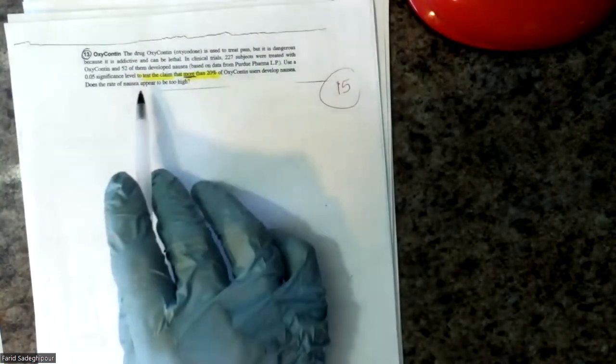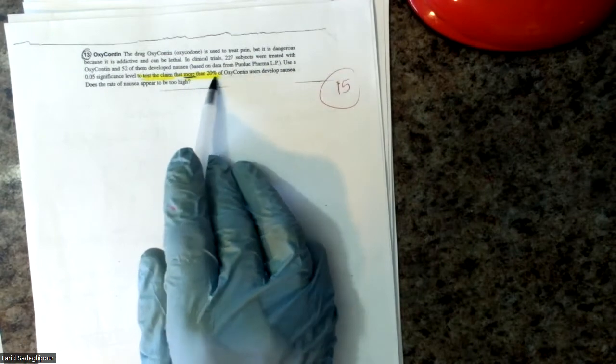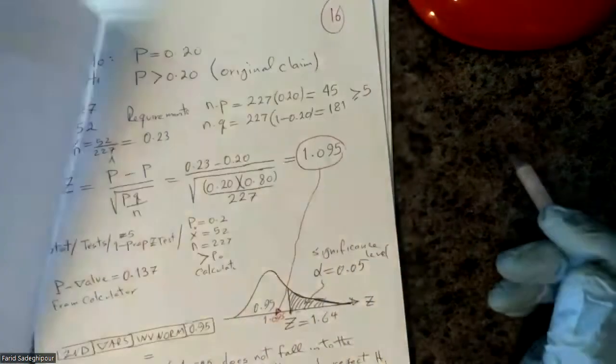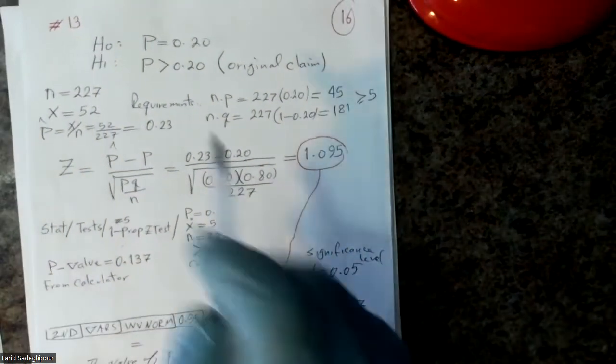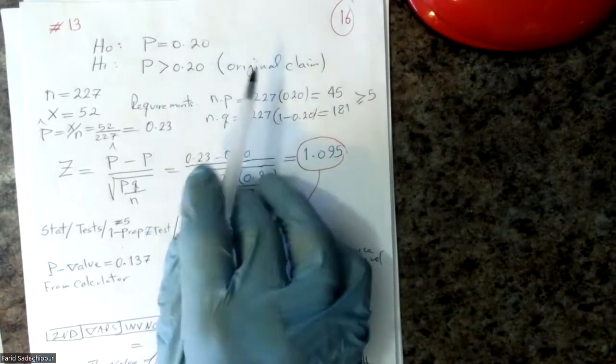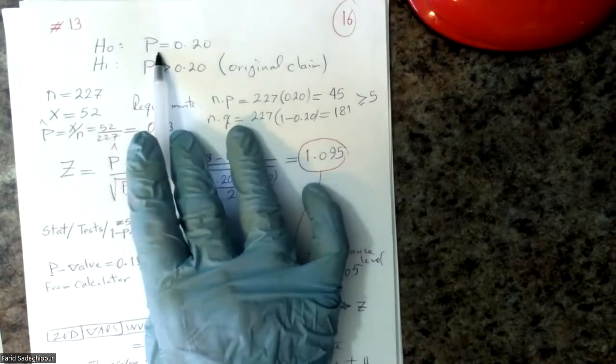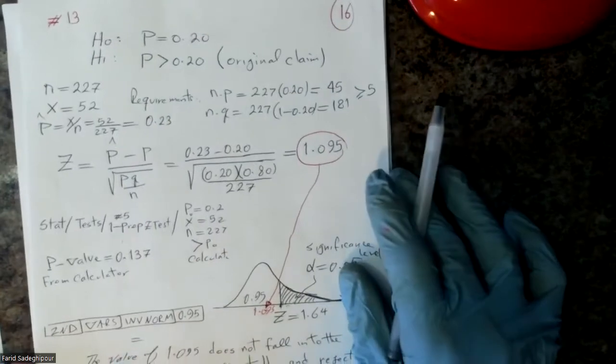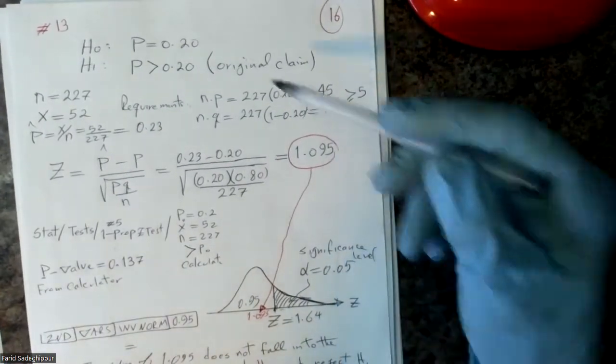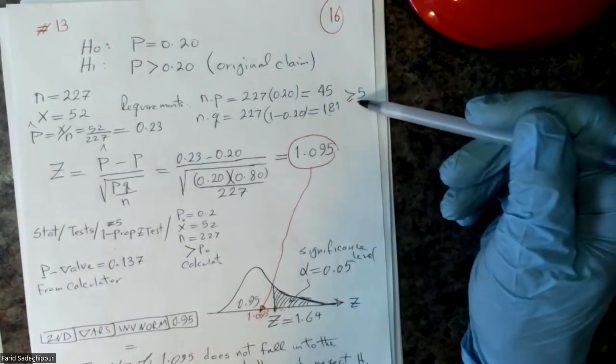Again, on this one, always read the claim. Test the claim that the proportion is more than 20%. That's the original claim. What is the opposite? Equal. Very similar to the other problem. Requirements are met. Both are greater than 5.